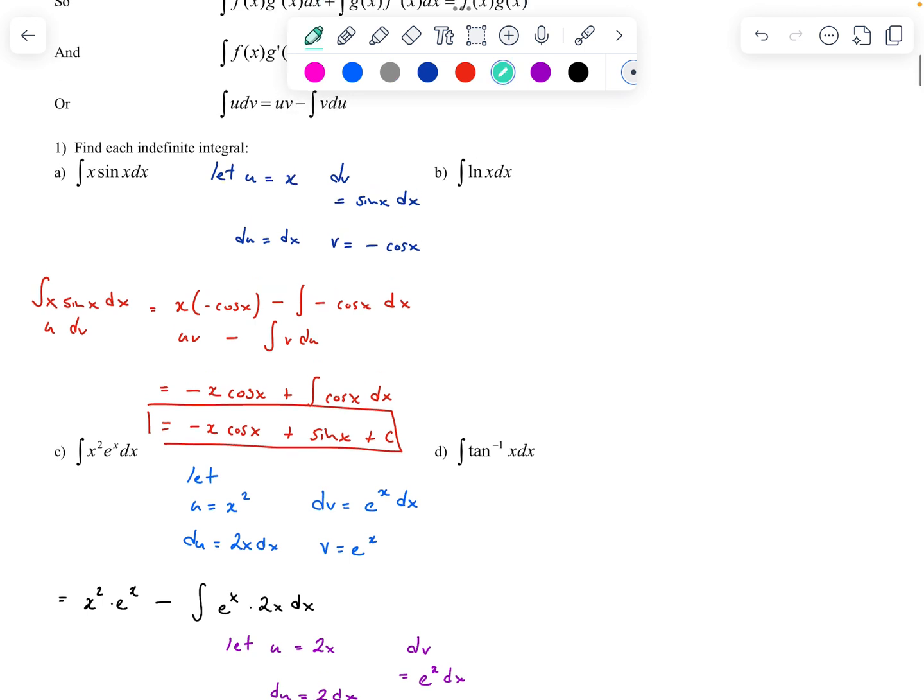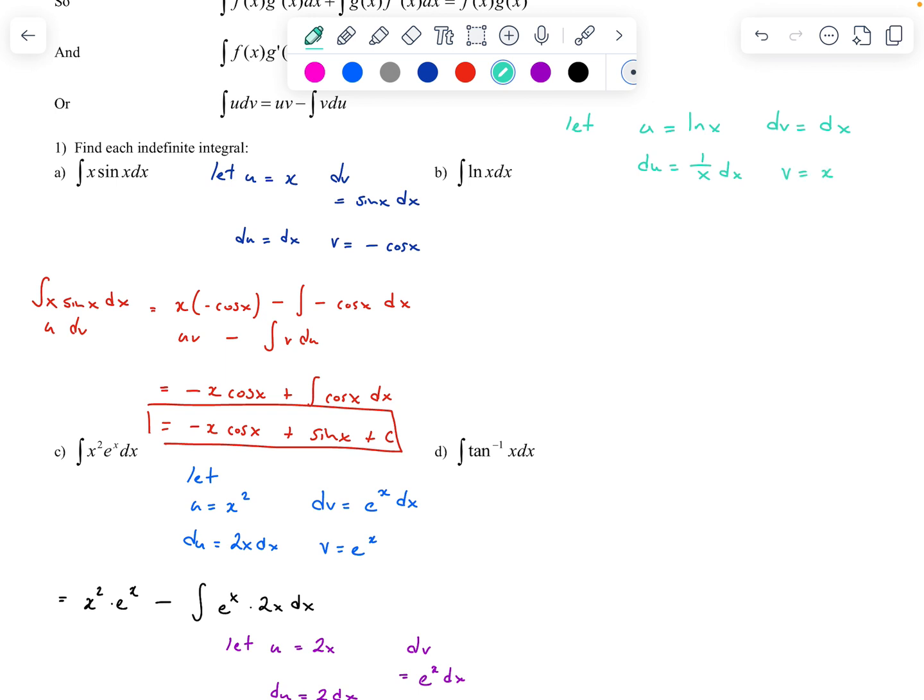So I don't see big choices here. I need to pick something that I'm going to differentiate and something that I'm going to integrate. So I choose ln x to be u and dv to be dx. The derivative of ln x is 1 over x dx. The integral of dx is just x.